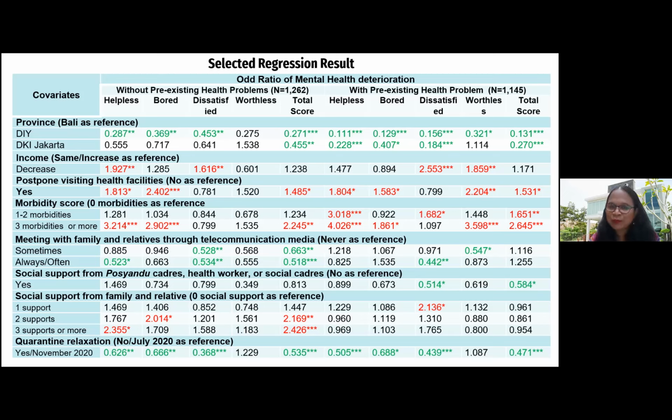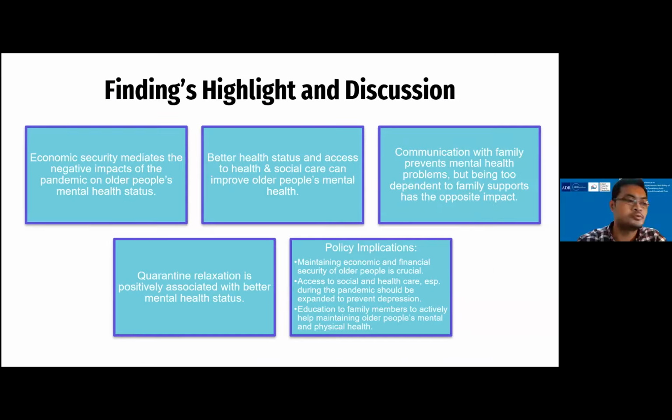Pak Dinar will provide more discussion on the result and also the policy implications. Pak Dinar, please. Thank you, Ibu Wayan.